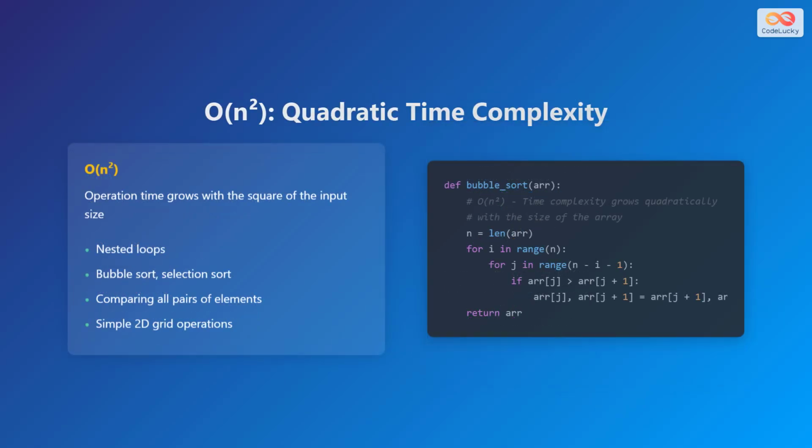Now let's explore O of n squared quadratic time complexity. In quadratic time complexity, the operation time grows with the square of the input size. Common examples include nested loops, bubble sort, selection sort, comparing all pairs of elements in a list, and simple two-dimensional grid operations. In the provided code, the bubble_sort function has a time complexity of O of n squared because it uses nested loops to compare and swap elements in the array, resulting in a quadratic growth rate as the size of the array increases.